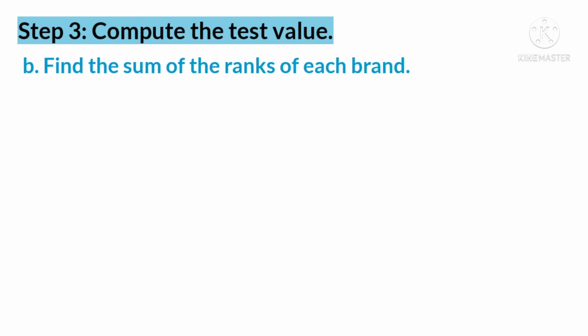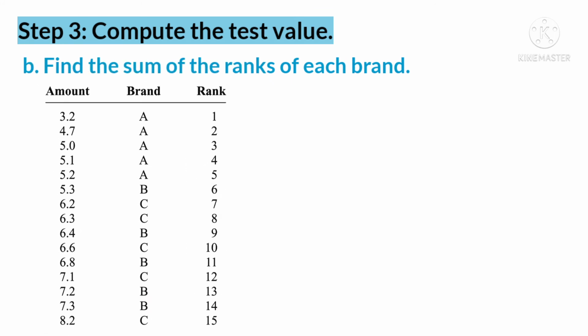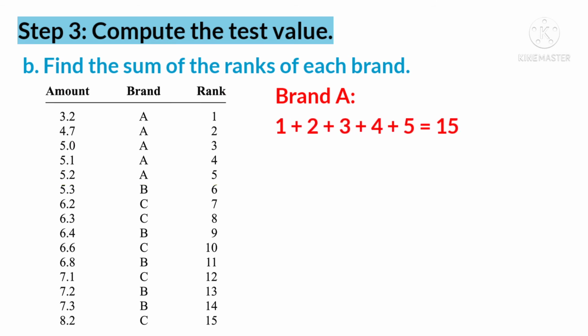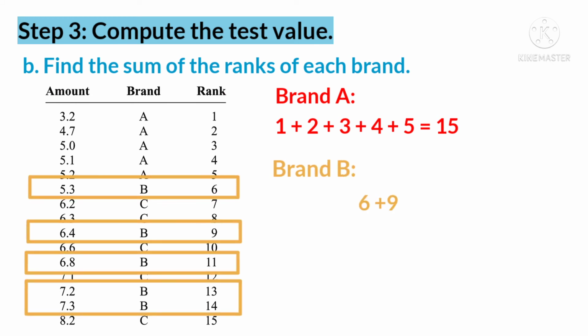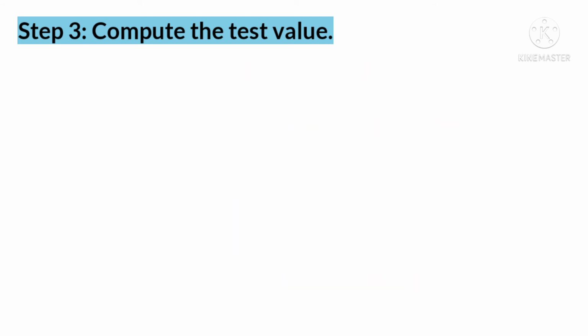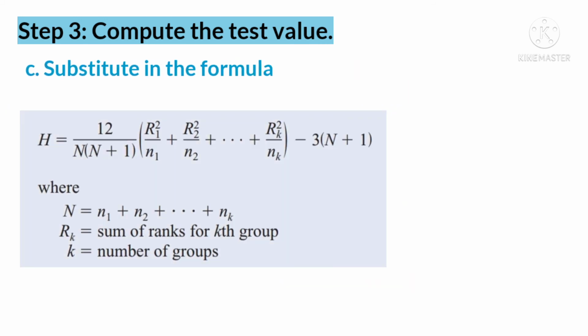Now for letter B, find the sum of the ranks of each brand. So we will be needing this table. We will look for brand A first. So we have the ranks 1 plus 2 plus 3 plus 4 plus 5, that is equal to 15. For brand B, we have the ranks 6 plus 9 plus 11 plus 13 plus 14 equals 53. And for brand C, we have the ranks 7 plus 8 plus 10 plus 12 plus 15, that is equal to 52.